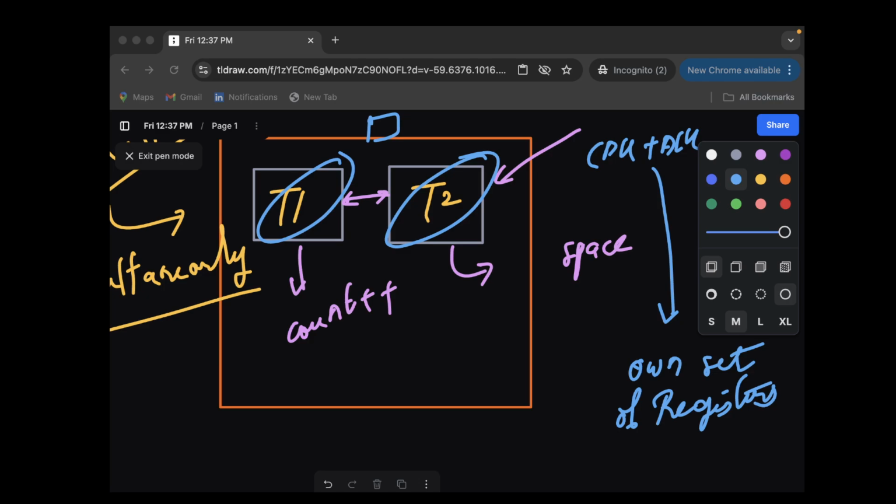Now this is the drawback, right? Hence we need synchronization.